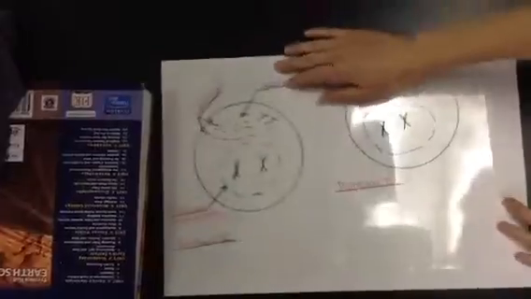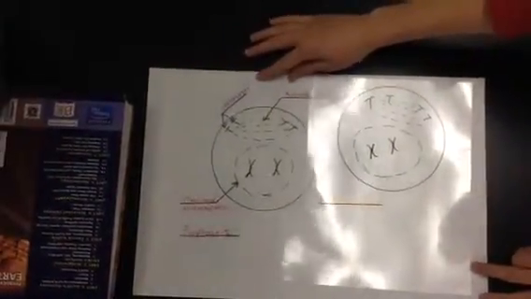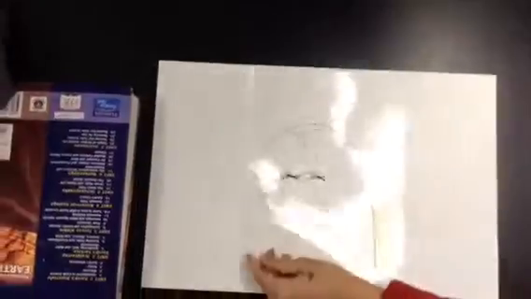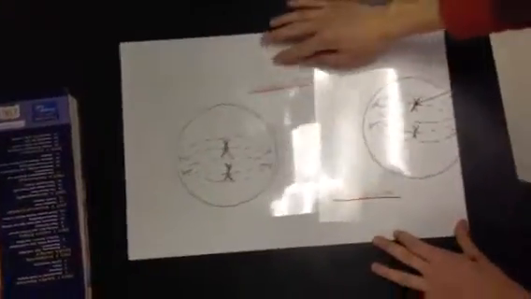After this comes prophase 2. The centrioles move to the outside of the cell again, as we saw in prophase 1, and the nucleus dissolves. Then we have metaphase 2. The sister chromatids line up at the equator, and the spindle fibers attach to the centromeres.